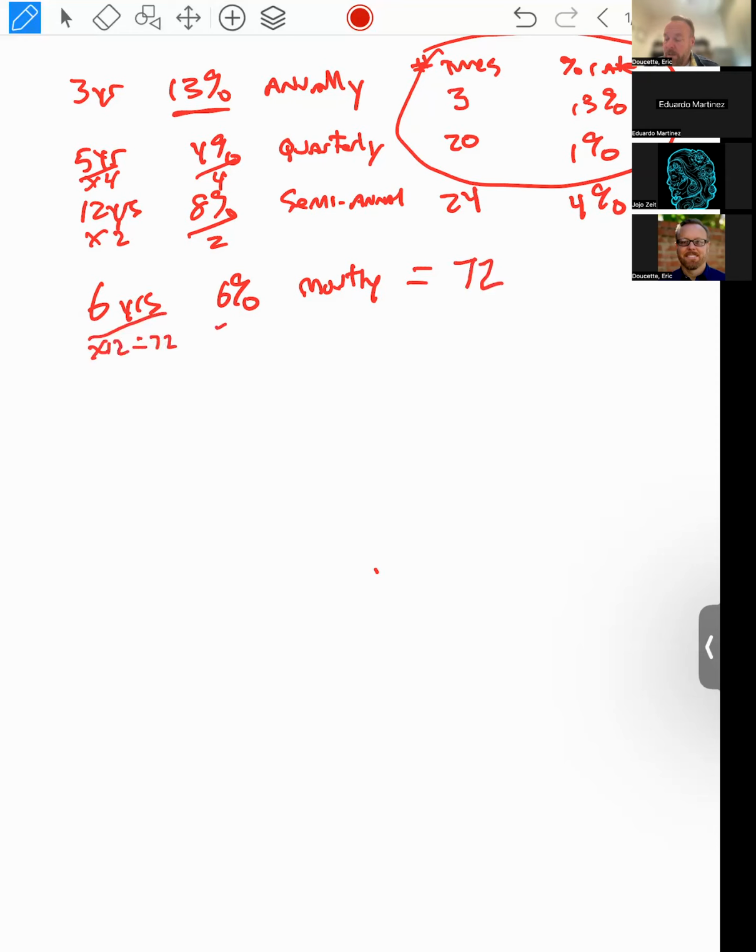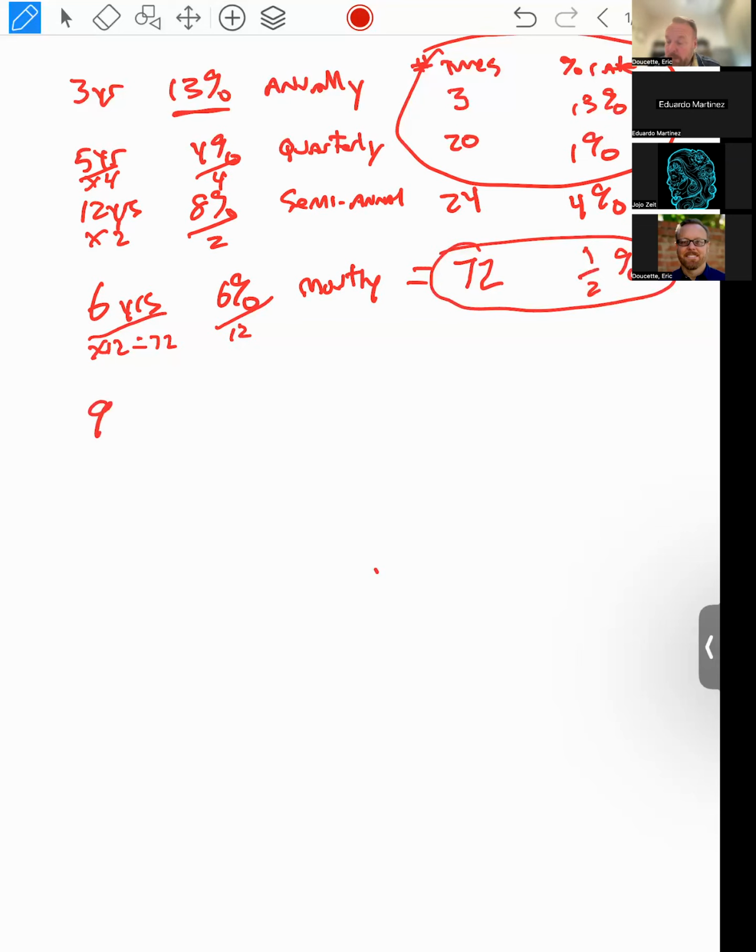And then I'm going to divide the 6% by 12. What does that come up to? 1/2%. Yeah. So that means it's going to compound 72 times at 0.5% each time. And I can go to the table and I can look these factors up based off of that. So let me give you one more.